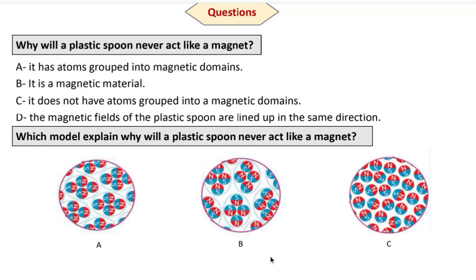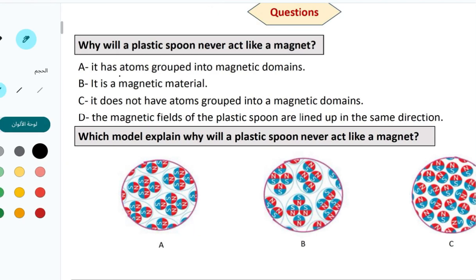So let's look at the first question. Why will a plastic spoon never act like a magnet? So we know that a magnet needs to have magnetic domains, and those domains need to be in alignment. So we look at the first choice here. Do plastic materials have magnetic domains? The answer there is no. Plastic does not have magnetic domains.